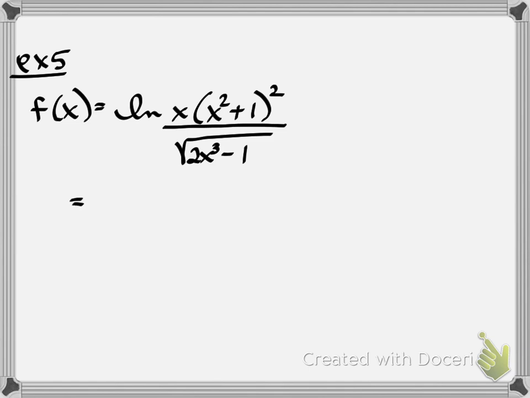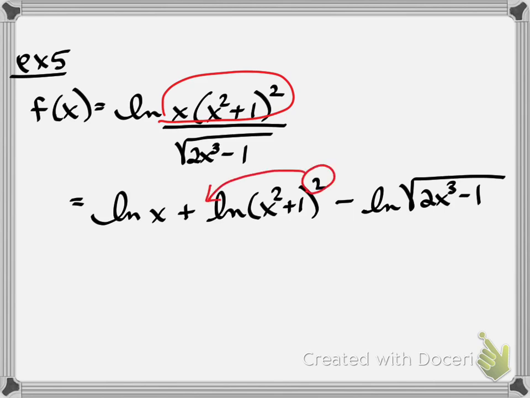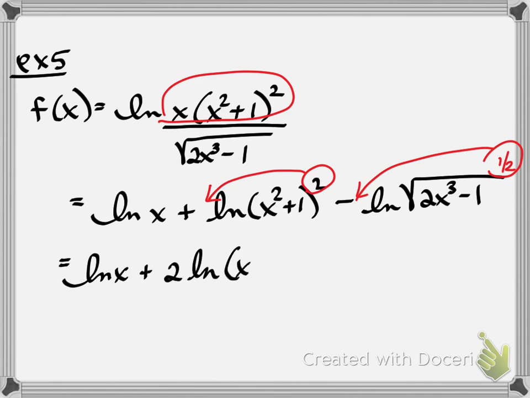So let's do natural log. Let's first take care of this product here. Rewrite it as a sum. And then minus the log of the denominator. And then the last thing we would do is expand a little bit more and take the powers down to the front. Don't forget the square root is a 1/2 power. So you got ln of x plus 2 ln of x squared plus 1 minus 1/2 ln of 2x cubed minus 1.